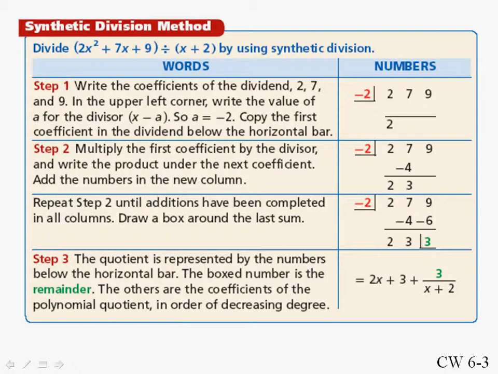Step 3, the quotient is represented by the numbers below the horizontal bar. The boxed number is the remainder. The other numbers are coefficients of the polynomial quotient in order of decreasing degree. So the 3 is the remainder. The 3 next to that would be our constant value. The 2 would be our linear value, so on and so forth. So our final answer, or our quotient, is 2x plus 3 divided by x plus 2.